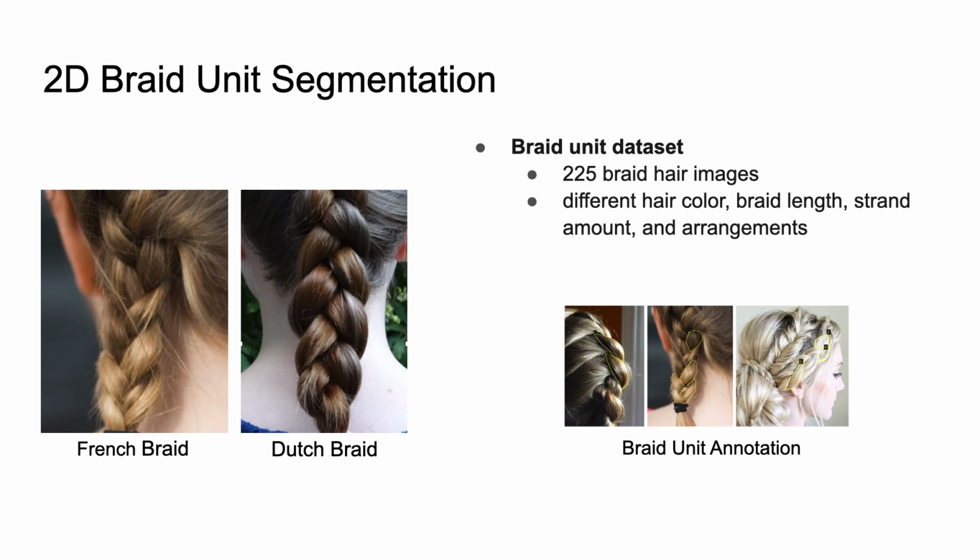Since there is no braid unit dataset available, we create our own braid unit dataset. We download 225 braid hairstyle images from the internet. Those braid hairstyle images contain different hair color, braid length, strand amount, and arrangement. Then we annotate the braid units using a set of polygon points.